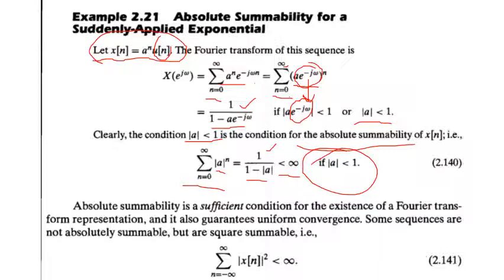Absolute summability is a sufficient condition for the existence of the Fourier transform, as I've told you, and it also guarantees uniform convergence. Some sequences are not absolutely summable, so it is not necessary that all sequences are absolutely summable. If some sequence is not absolutely summable, it may be true that it is square summable.